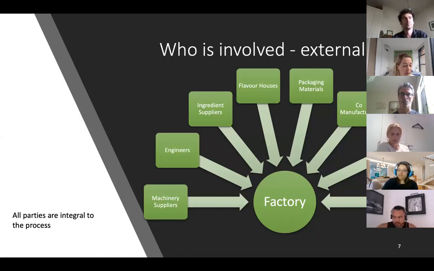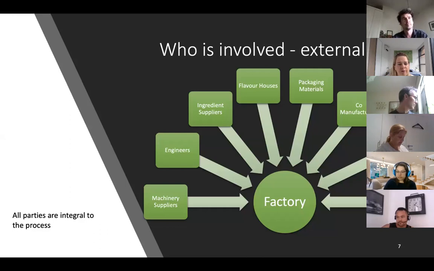There's the ingredient suppliers. The ingredients could come from all over the world. They could just come from Australia. There's what we call the flavor houses. So if something's got a flavor, it has come from a specialist business that makes flavors. There's the packaging material, and packaging is really complicated, and that's a whole other industry by itself. There's what we call co-manufacturers. So you could have an ingredient in your product, say a sugar-free chocolate drop. Well, you probably don't make the chocolate drops, but they come from a co-manufacturer.